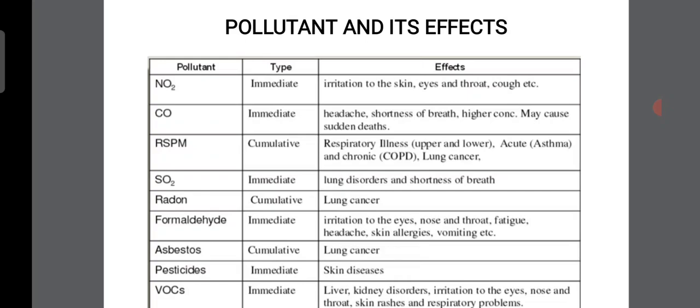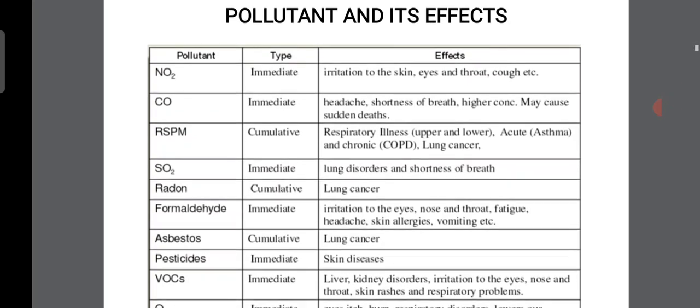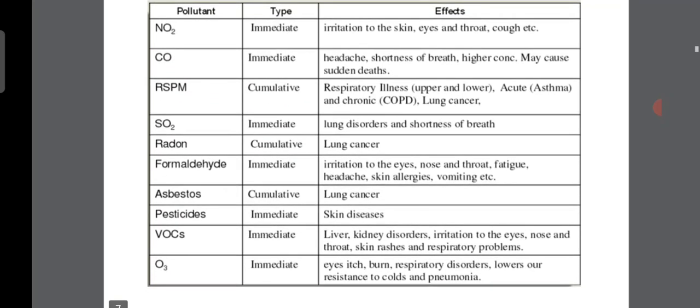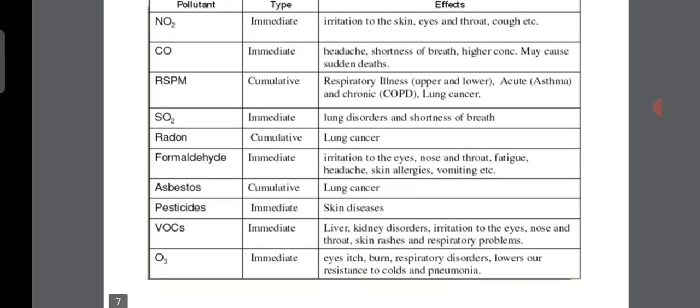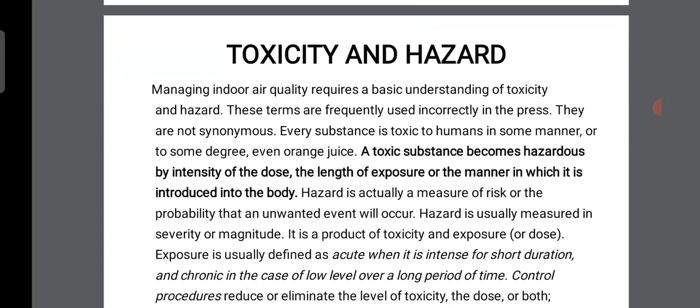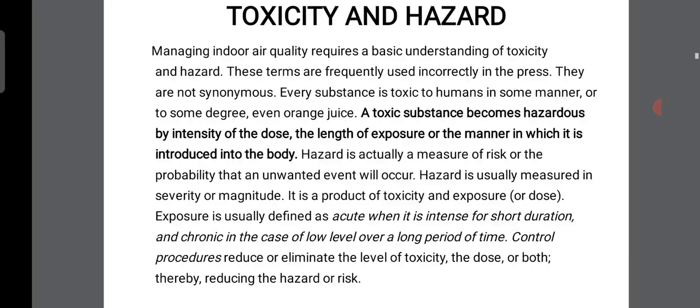Asbestos causes lung cancer. Pesticide causes skin diseases, and volatile organic compounds cause liver and kidney disorders, irritation to eye, nose, throat, skin rashes, and respiratory problems. Ozone causes eye itch, burn, respiratory disorders, and lowers our resistance to colds and pneumonia.